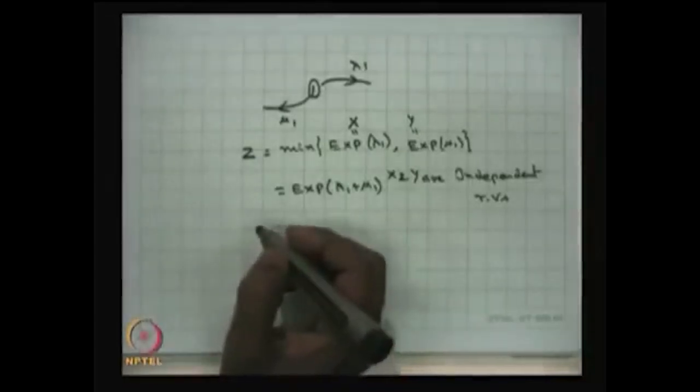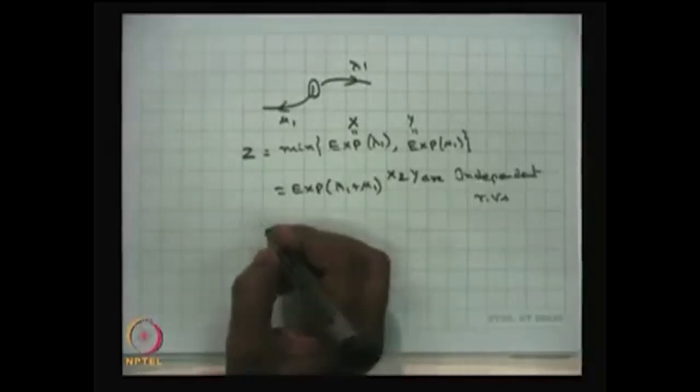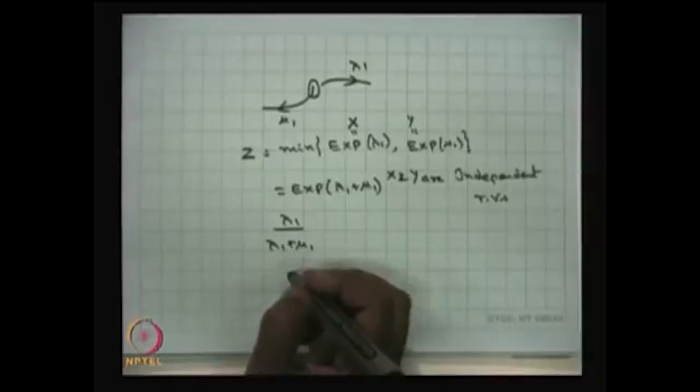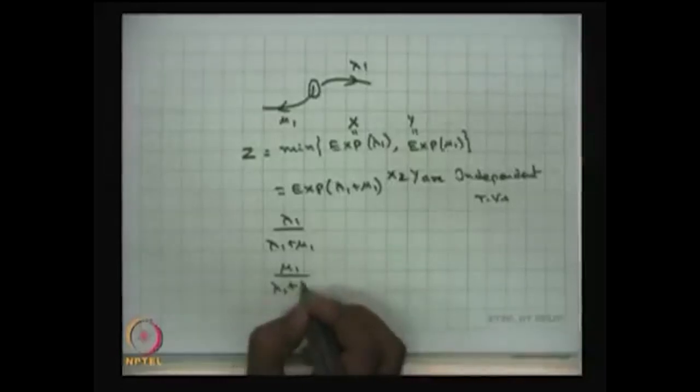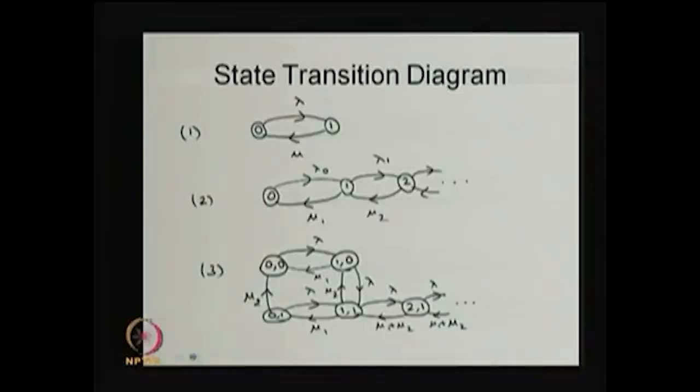Also, one can discuss the probability that the system moves into the state 2 before moving into the state 0, that is lambda 1 divided by lambda 1 plus mu 1. Similarly, the probability that the system moves into the state 0 before moving into the state 2 is mu 1 divided by lambda 1 plus mu 1. That also one can find out. So, the conclusion here is that the time spent in the state 1 is exponentially distributed with the parameter lambda 1 plus mu 1. Similarly, the time spent in the state 2, if the parameters are lambda 2 and mu 2, is exponential with lambda 2 plus mu 2. So, this is one type of continuous time Markov chain.